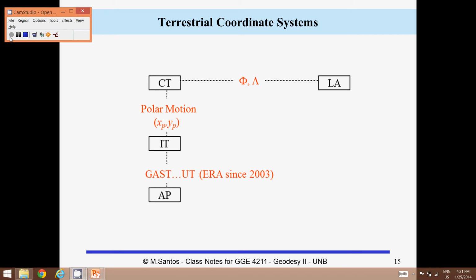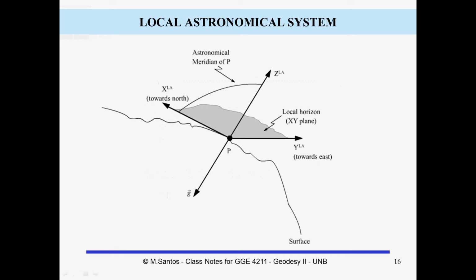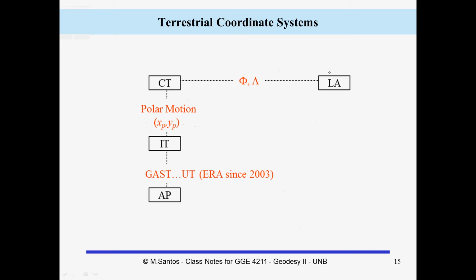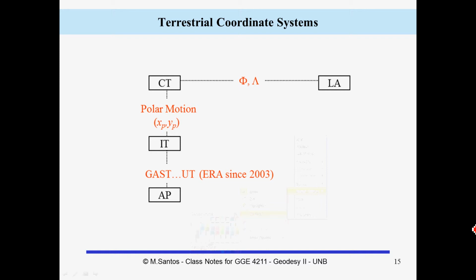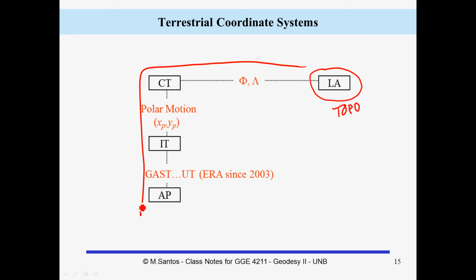We're going to focus now on the terrestrial coordinate systems, and not all of them, but the ones that start from the local. Okay, we start from a topocentric system that is local astronomical. That's the system where observations are made, and moving all the way towards the geocentric systems. All these three systems have the origin at the center of mass of the Earth.